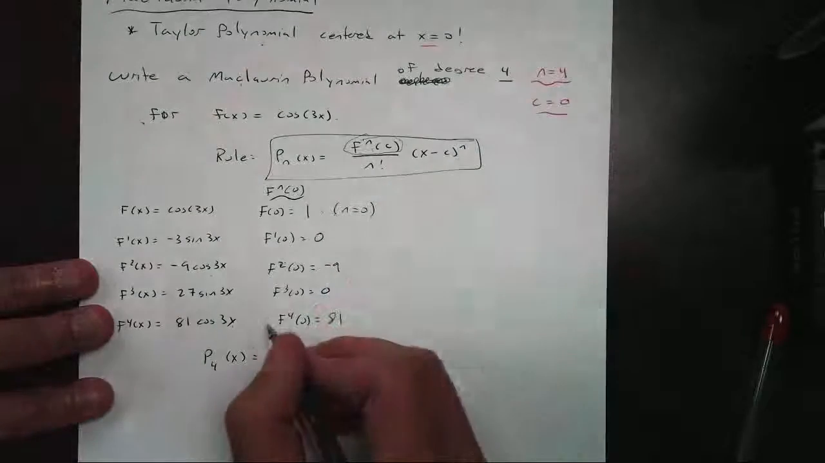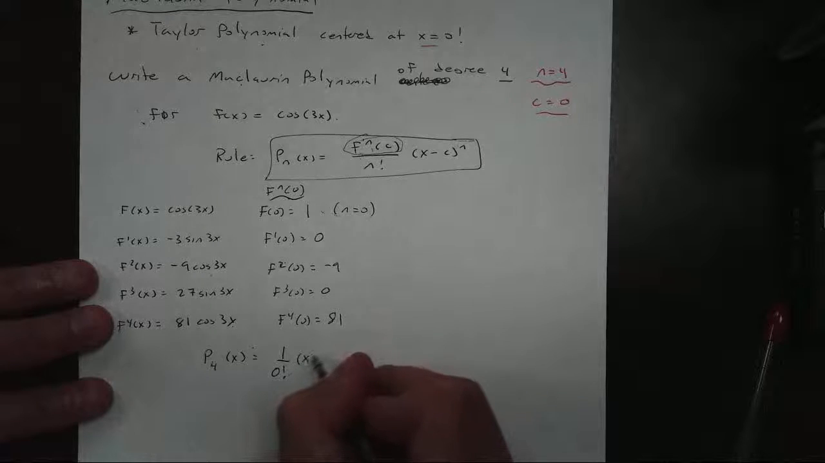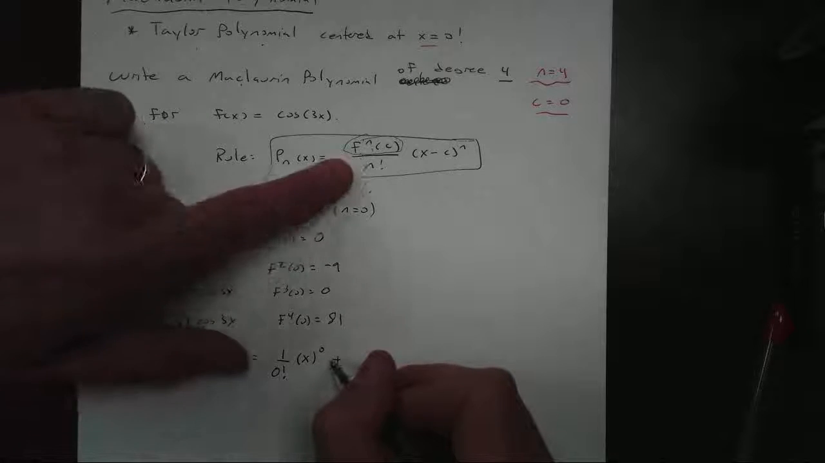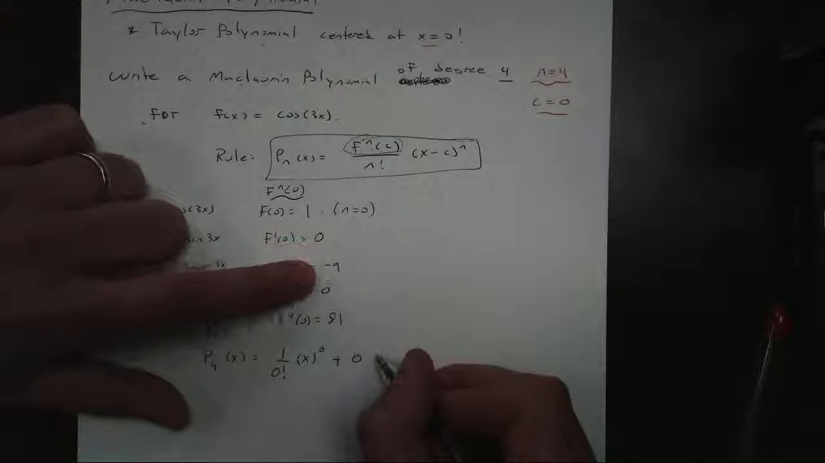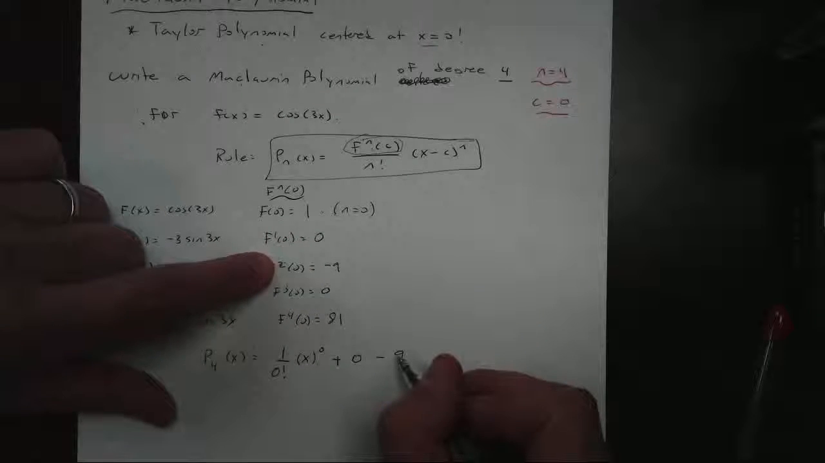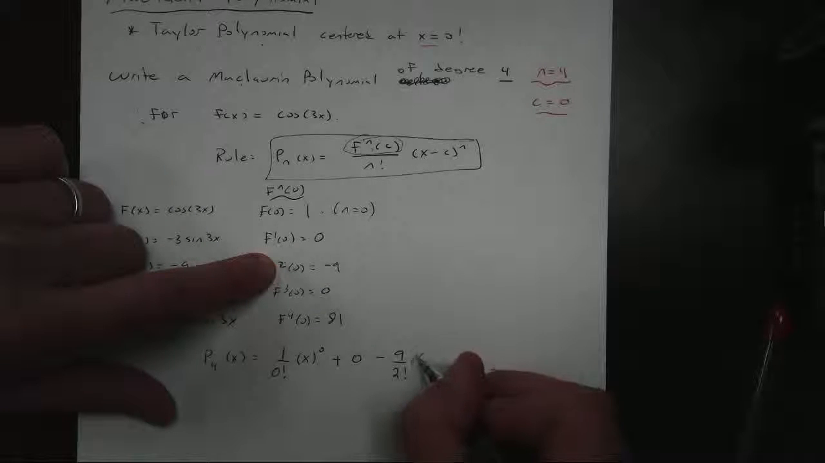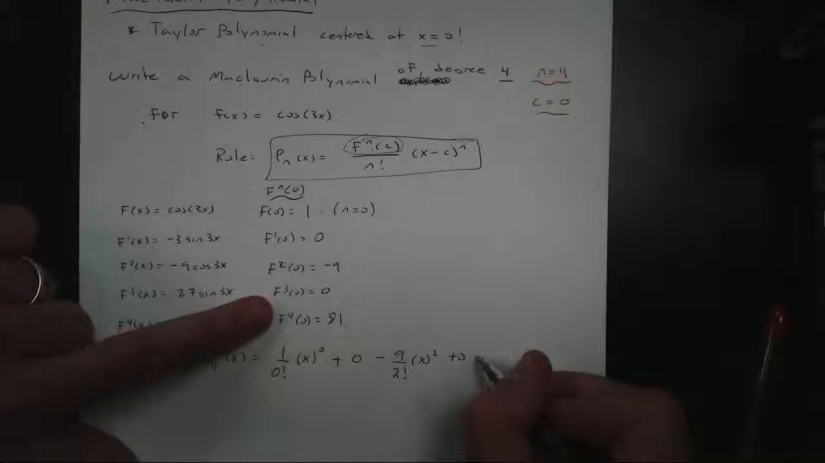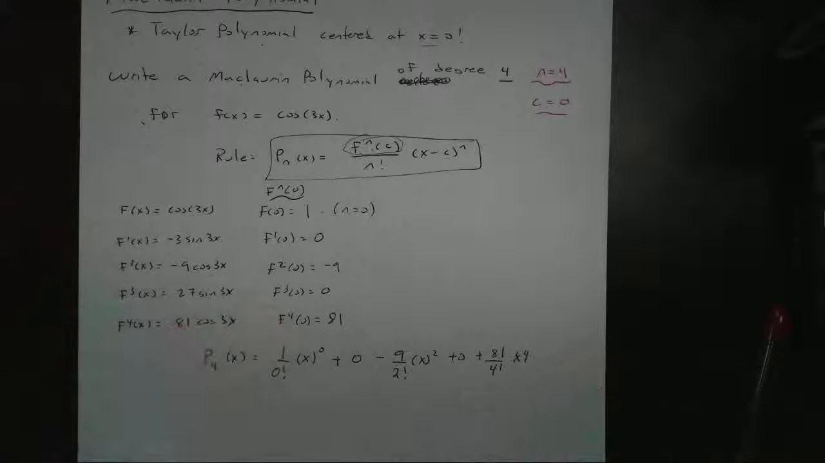If I plug it into my rule here, I'm going to get 1 over 0 factorial, x minus 0, which is 0, to the 0, plus, go to my second one. My second value is just 0, so I don't need anything with that one. Next one, minus 9, but be careful. n here is 2, so I divide that by 2 factorial, and I'm going to get x squared. Again, it's x minus 0 squared. And then plus 0, and then the next one, plus 81 over 4 factorial, since I'm on the fourth derivative, and this becomes just x to the fourth.